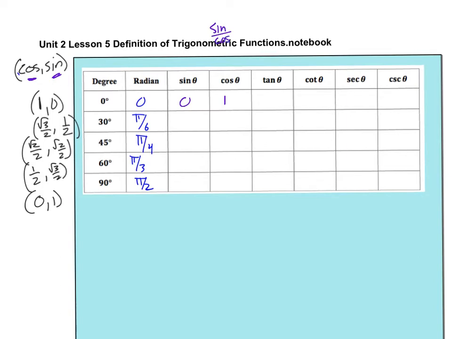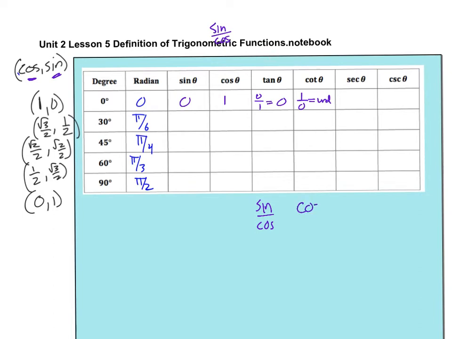This is just going to be sine over cosine, so it's just going to be 0 over 1, so just 0. Cotangent is flip that over, 1 over 0. But I can't do that, so we call that undefined.